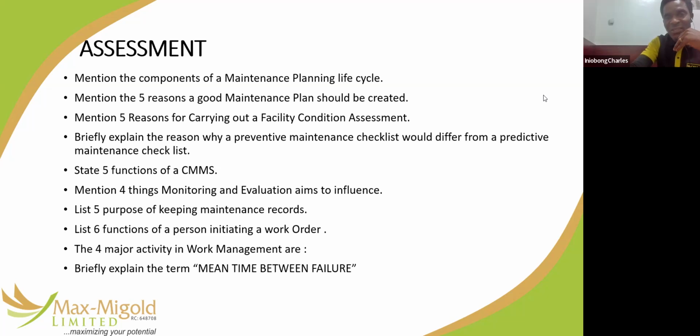Putting down all the necessary reports, all the necessary records, taking into consideration the necessary inventory, and getting a result from your facility condition assessment and your facility condition index, to be able to advise management whether to change, replace, or repair a particular asset. So I'm going to take a few questions so that I can allow you to go through the slide, answer the questions, and submit.